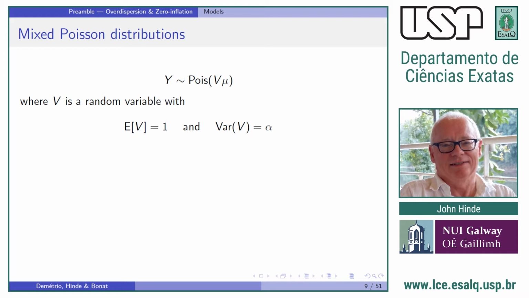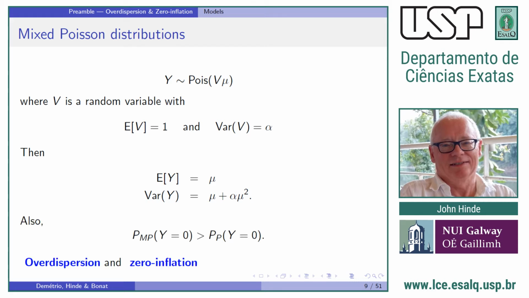Really just like the negative binomial. I'm going to take a Poisson distribution with a mean, and I'm going to put another random variable v in here. And I'm going to give that mean 1, variance alpha. Well, no surprise. The mean of y is mu. And the variance of y turns out to be quadratic. Just like I said it would if we put an extra variance term.